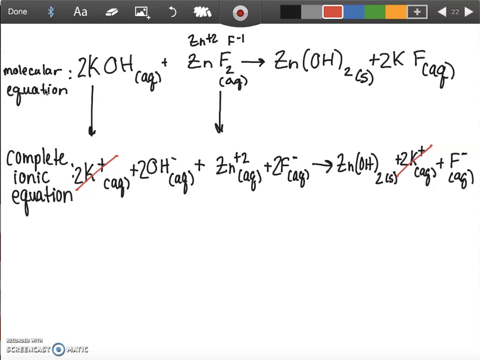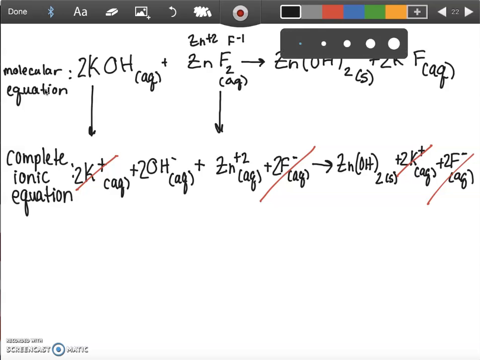I have a zinc 2+ right here, but I do not have a zinc 2+ anywhere over here, so that needs to stay. It also needs to stay because it's a part of the formula where there's the solid. I forgot to put a 2 right here. And then I have a 2F-, cancels out with that 2F- here. So now I am left with only the things that are involved with forming the solid.